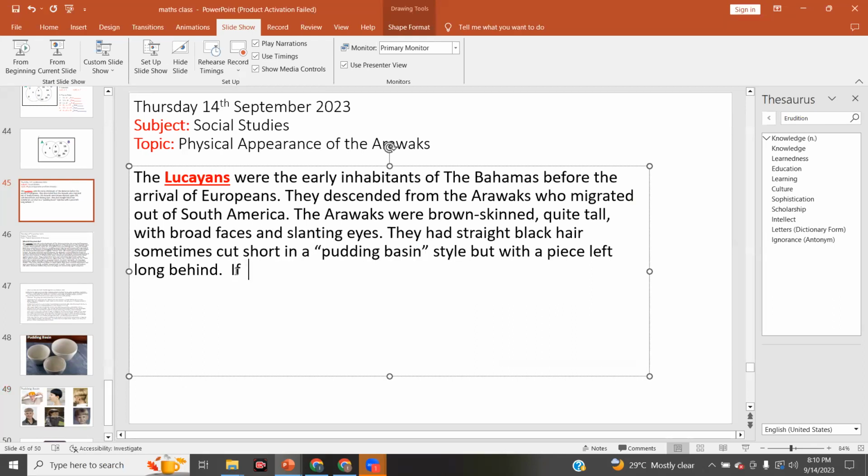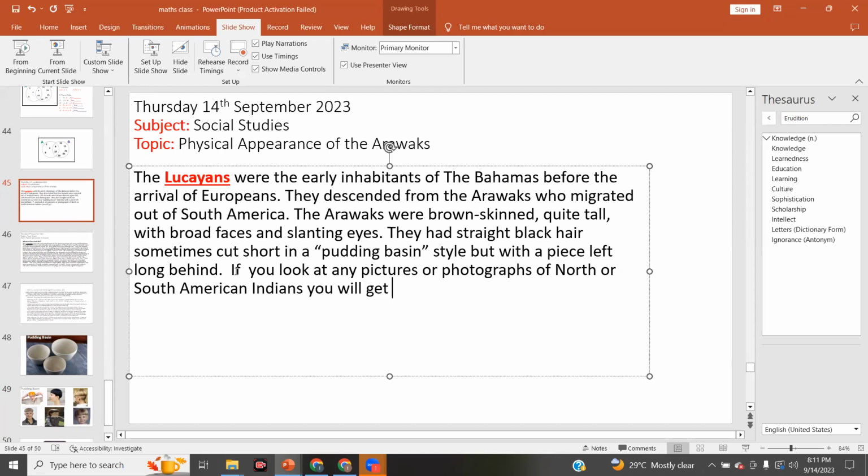If you look at any pictures or photographs of North or South American Indians, you will get the impression that they have a slightly Chinese look.